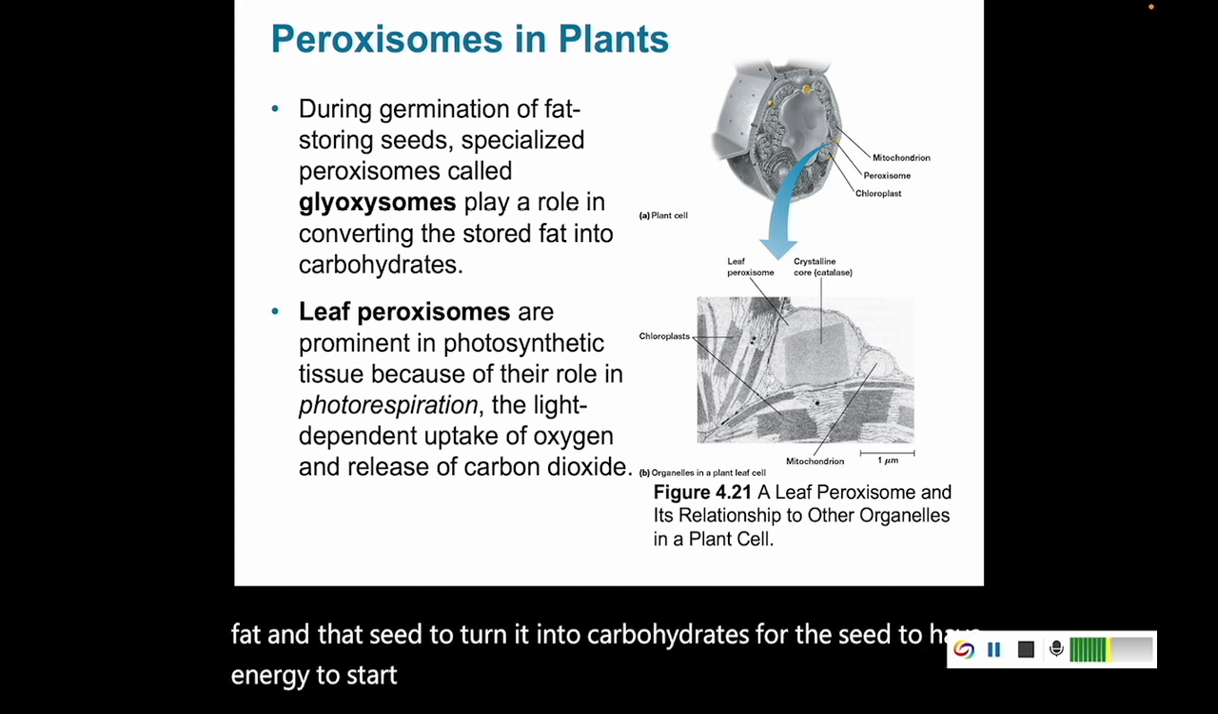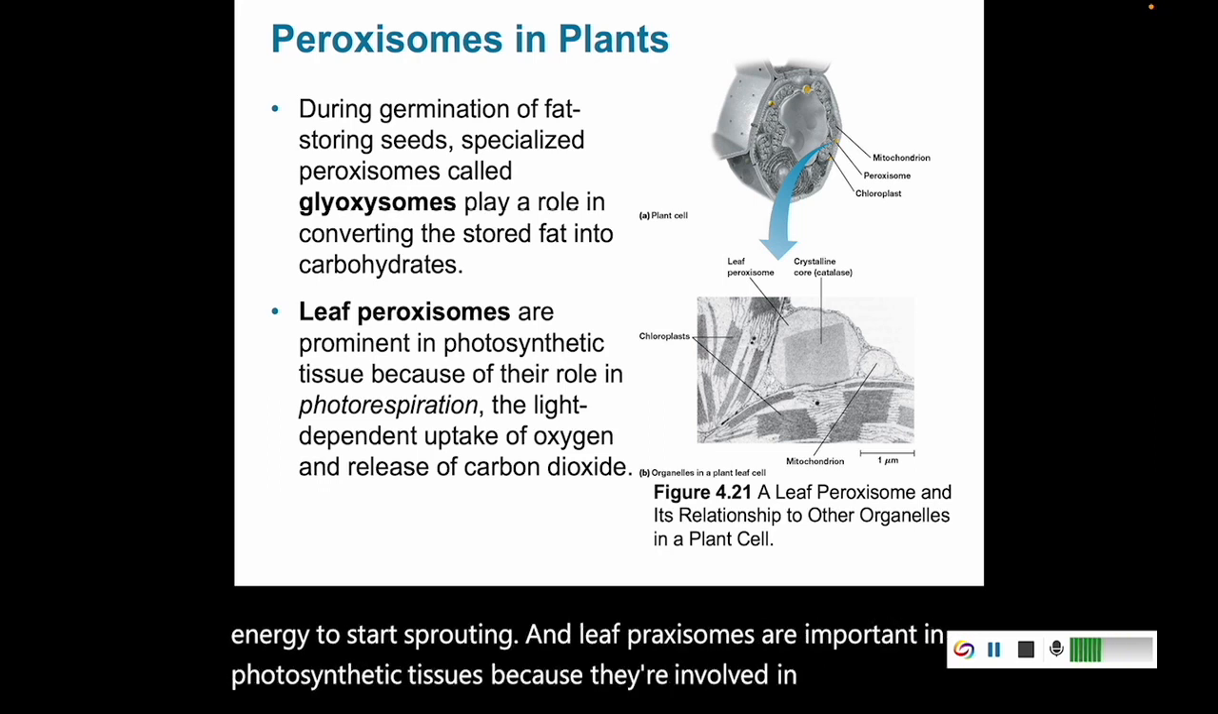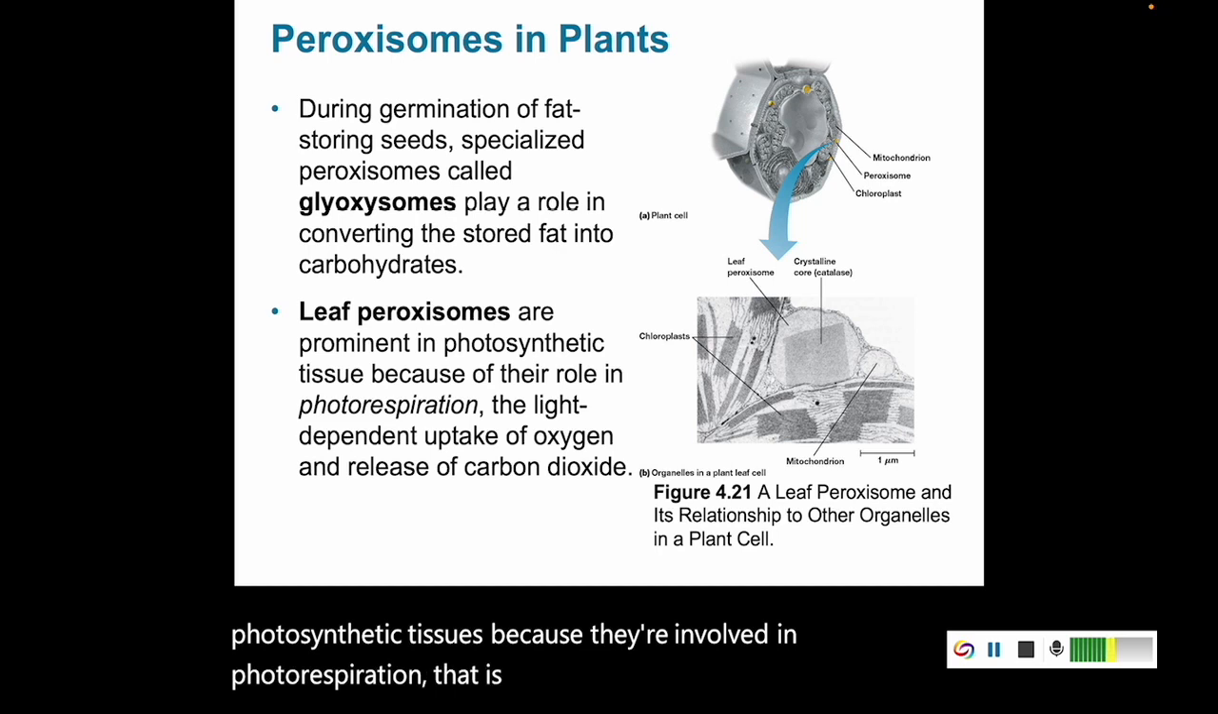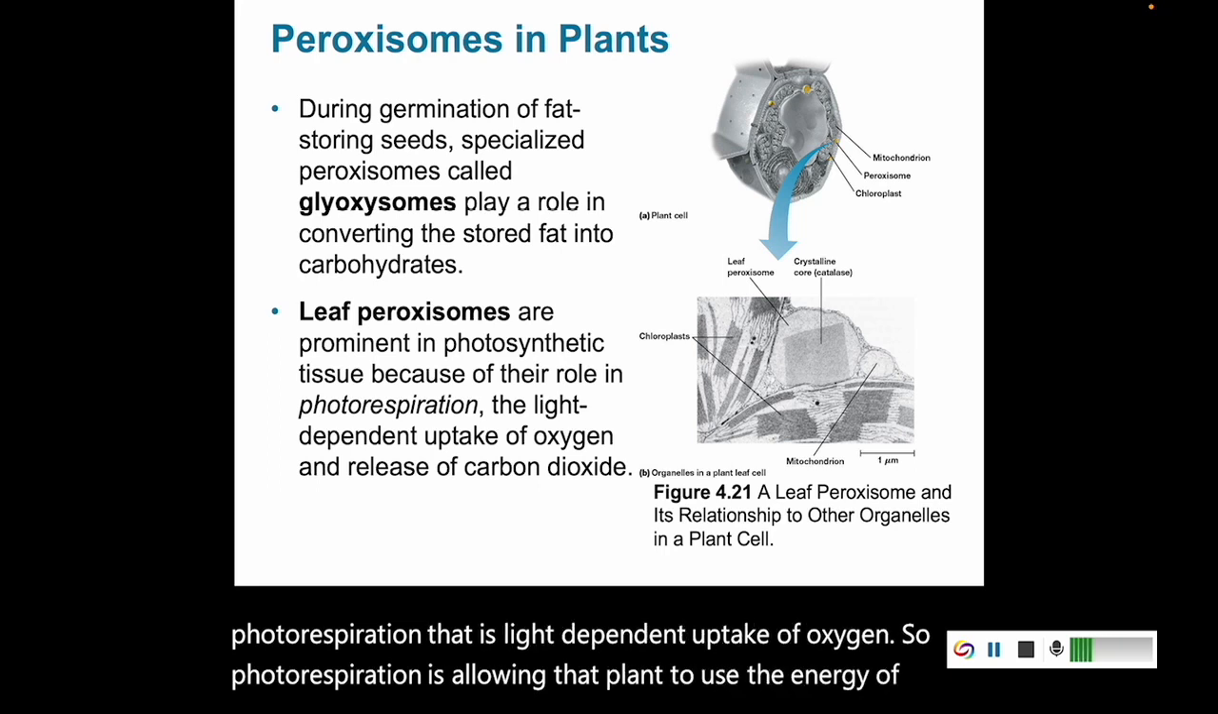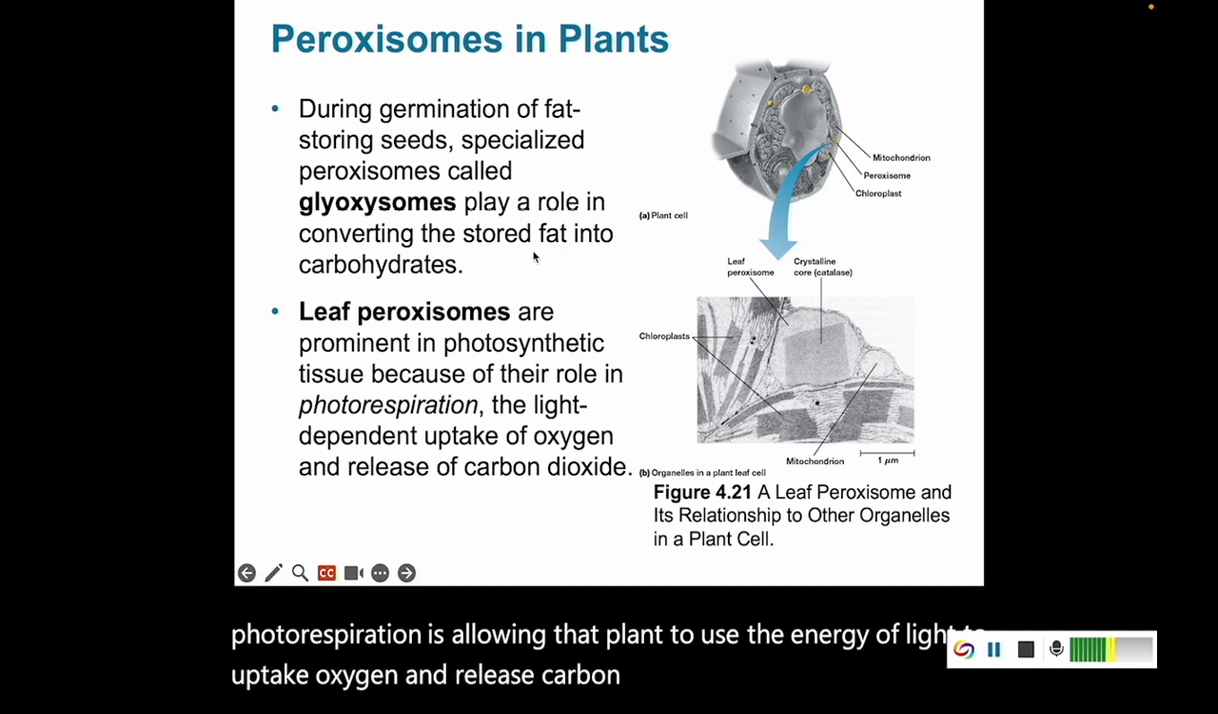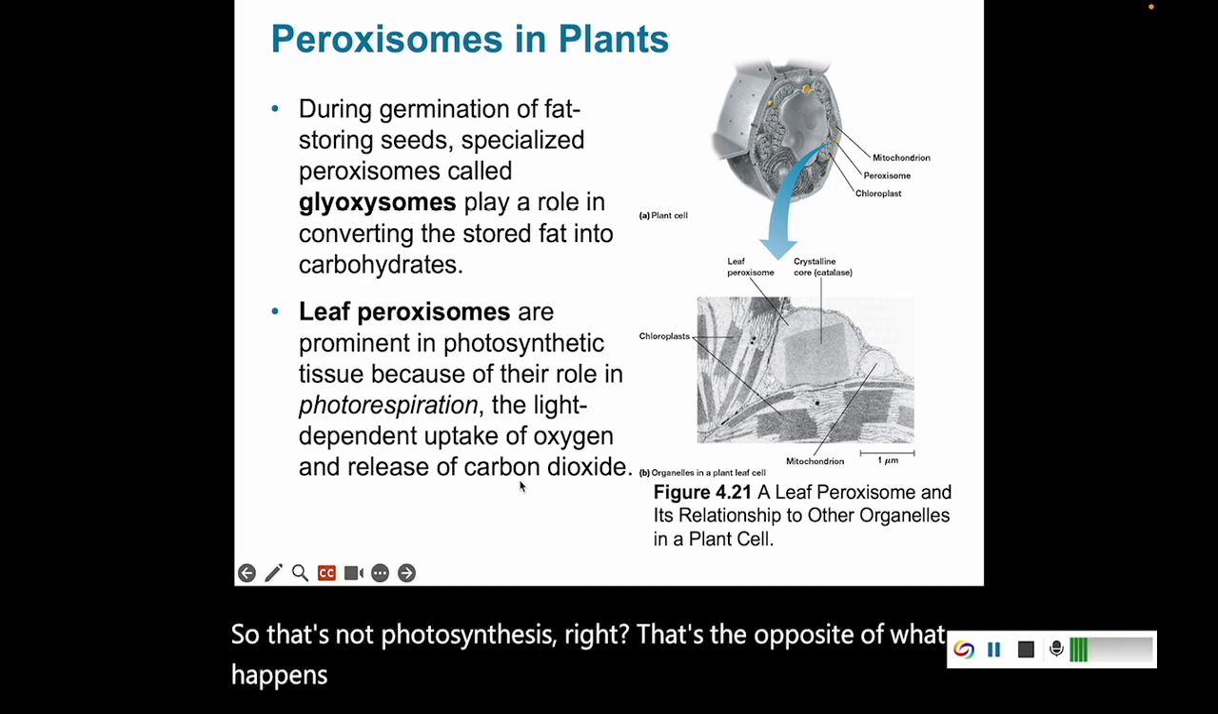And leaf peroxisomes are important in photosynthetic tissues because they're involved in photorespiration. That is light-dependent uptake of oxygen. So photorespiration is allowing that plant to use the energy of light to uptake oxygen and release carbon dioxide. So that's not photosynthesis, right? That's the opposite of what happens in photosynthesis. Photorespiration.